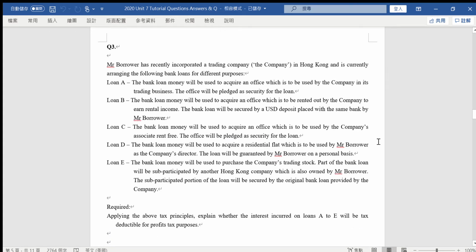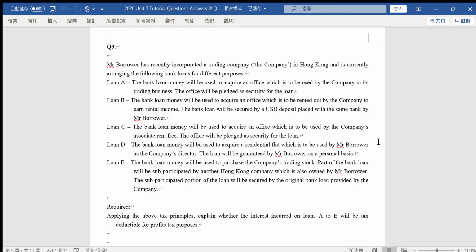Okay, question 3 is focused on interest expense deductions. And there are 5 different kinds of loans related to Mr. Borrower. And there is an incorporated trading company in Hong Kong, and that's why it will be subject to Hong Kong profits tax. But for interest expense deduction, you should fulfill a lot of the different sections in the Inland Revenue Ordinance. Otherwise, it won't be allowed to deduct.